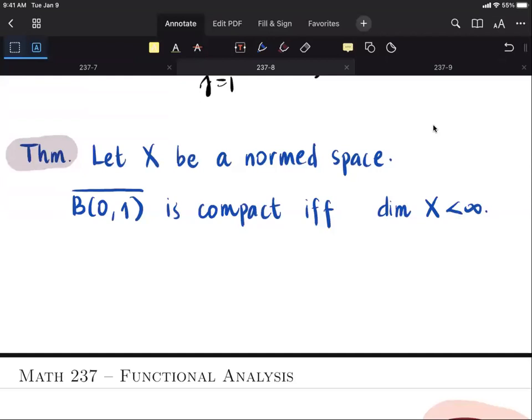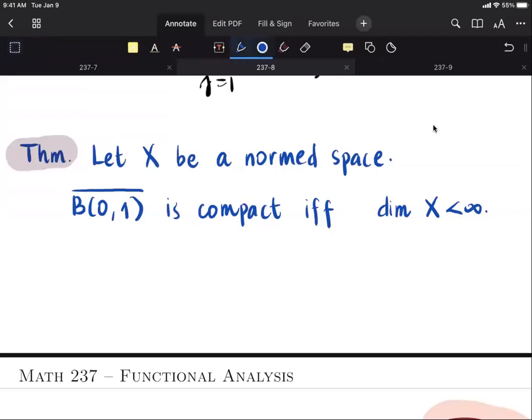We continue with the following theorem. So now we consider a normed space X. Then the closed unit ball is compact if and only if your normed space is finite dimensional. So if X is finite dimensional, then we will see later that this follows immediately from the Heine-Borel theorem, stating that in the normed space K^n, the closed unit ball is compact.